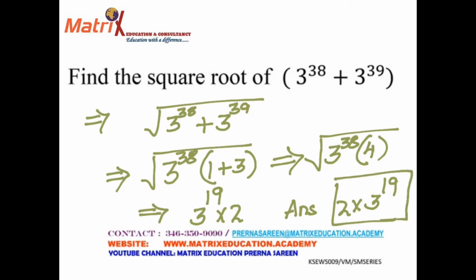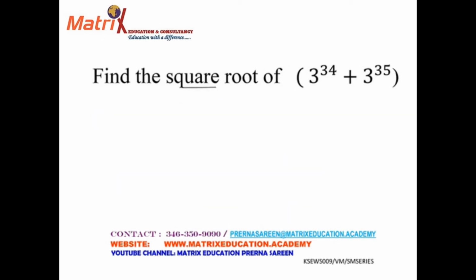We just have to see that the lowest power, we can always take it out as common, and then we need to just do a couple of steps. It's done. Now let's take another example.